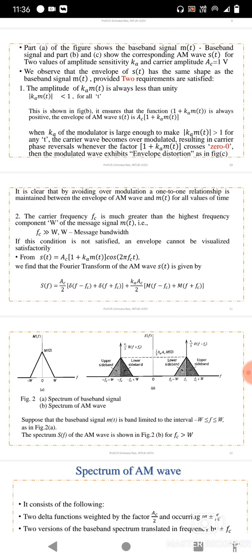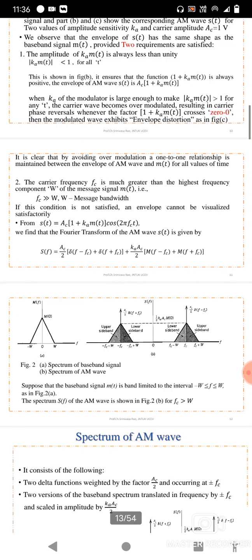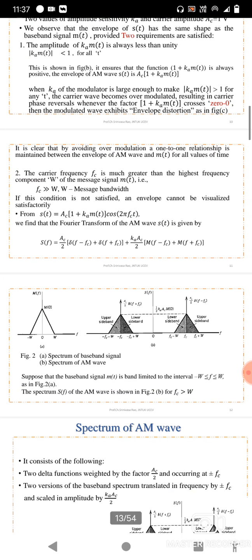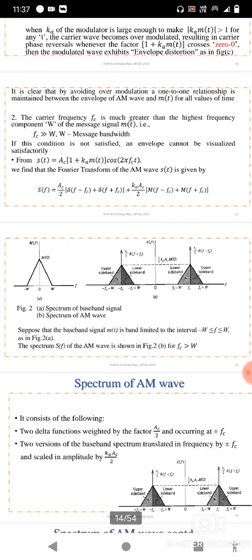So here we find that the Fourier transform of the amplitude modulated wave, that means s of t, is given by, whenever we apply the Fourier transform of that s of t signal, S of f equals Ac by 2 times delta of f minus fc plus delta of f plus fc, plus Ka Ac by 2 times M of f minus fc plus M of f plus fc. Right? So this is the representation of the frequency spectrum.